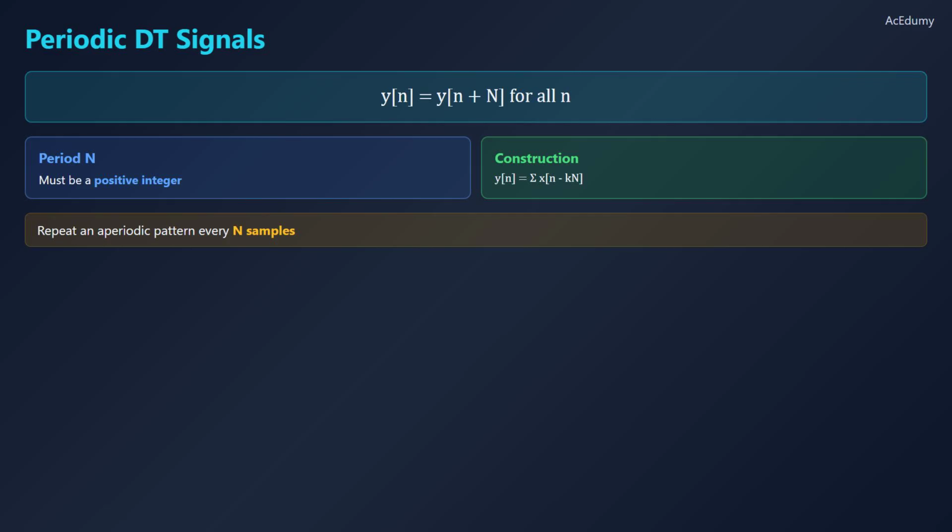Now let us discuss periodic discrete time signals. A discrete time signal, y[n], is periodic with period N if y[n] = y[n + N] for all n, where N is a positive integer. We can construct a periodic signal from a finite length aperiodic signal x[n] by repeating it every N samples. Mathematically, y[n] equals the sum of x[n - kN] for all integers k. Each copy of x[n] is shifted by a multiple of N.